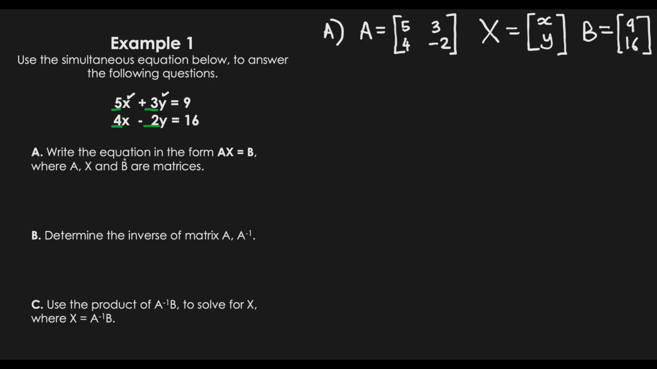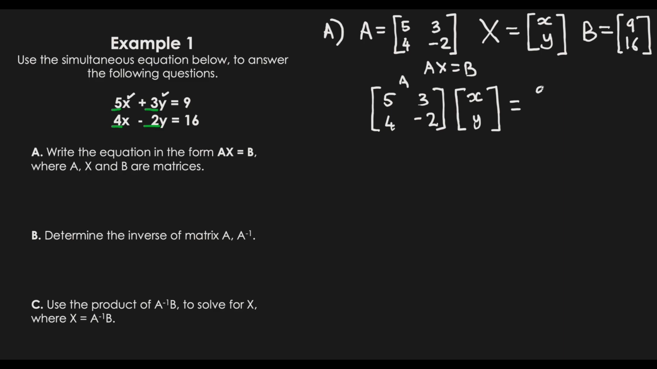Now we can write the equation in the form A times X equal B. If I'm writing it in the form AX is equal to B, I'll write the A next to the X. In this case, I'll have 5, 3, 4, negative 2, which represents the A, and then next to it I'll have the X, which is just going to be X, Y, and then is equal to 9, 16. So 9 and 16, this is A, this is X, which is equal to B. I just wrote this simultaneous equation in the form AX is equal to B.